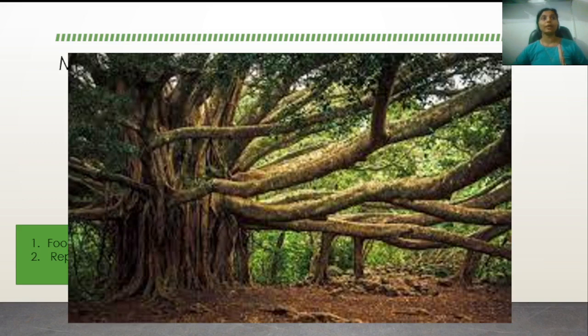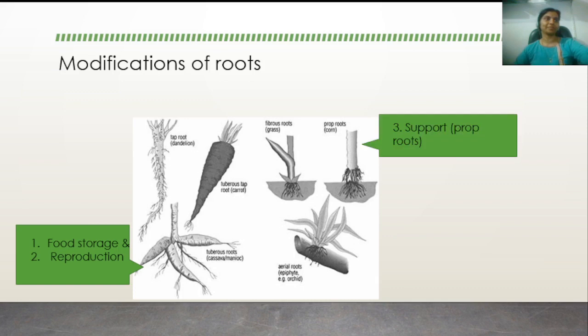Prop roots provide support to the banyan tree branches. This allows the banyan tree to spread over miles and miles by developing prop roots to support the weight of the branches as they spread out. Go search about the great banyan tree in Kolkata and see how wide it is. Now let's take a look at the next.